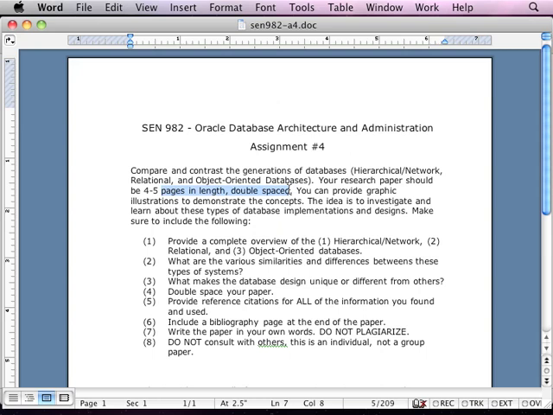You're going to research a few topics. You're going to write what's called a research paper that's going to be 4 to 5 pages double-spaced. So that's really 2 to 3 pages single-spaced, about 2.5 pages. But that's actually not that much space, if you think about it. So you can provide a graphic illustration to demonstrate the concepts if you want, which means you can put together a chart that compares and contrasts these different types. The idea is to investigate and learn about the different types of databases, implementations and designs, and make sure you include the following.